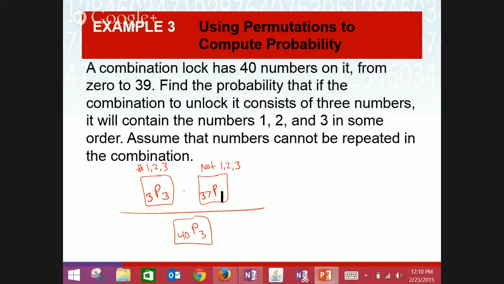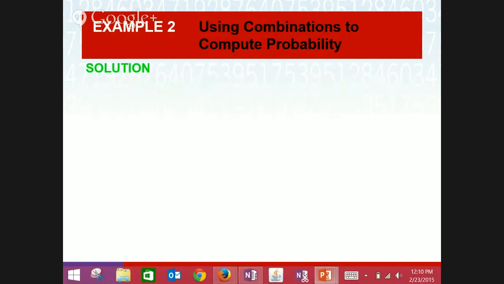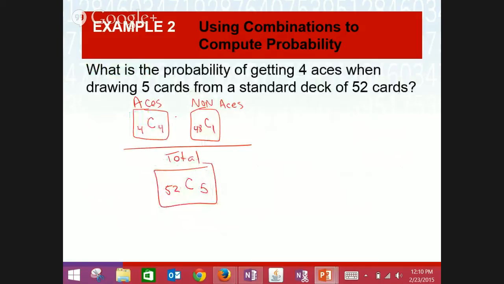Here, this 37 permutation 0 is 1. Just like on the aces, we picked 4 aces, but we had to remember that we had to pick 1 more card that wasn't an ace. On the previous page, I put the categories aces and non-aces. Well, I had to remember to pick 1 card that was not an ace.